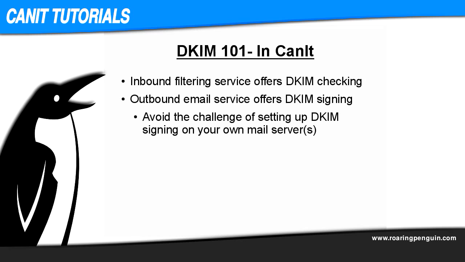Roaring Penguin's CanIt service lets you make use of DKIM in two different ways. While filtering your inbound email, you can make rules for CanIt to check DKIM on domains you trust, approving mail that passes or denying mail that fails. If you use CanIt for your outbound mail, you can configure CanIt to sign your mail with DKIM signatures.